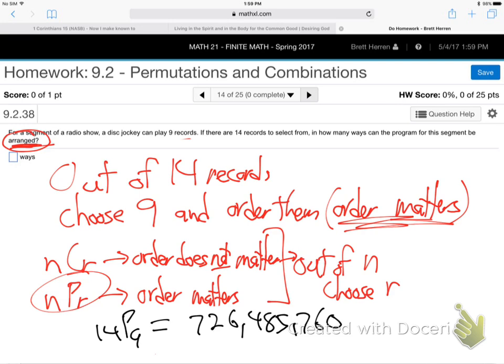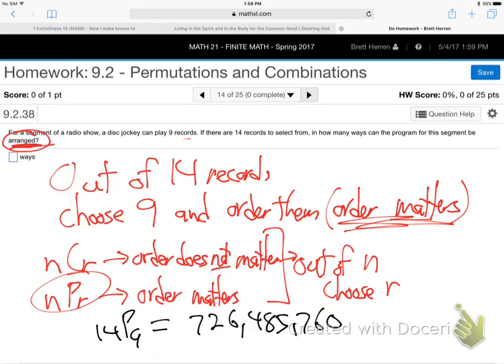So if we did nCr, what would we be doing differently then? We'd be taking 9 records, just any 9 records. Who cares what order? You're just throwing them in a pile, basically. Okay, does that make sense then?